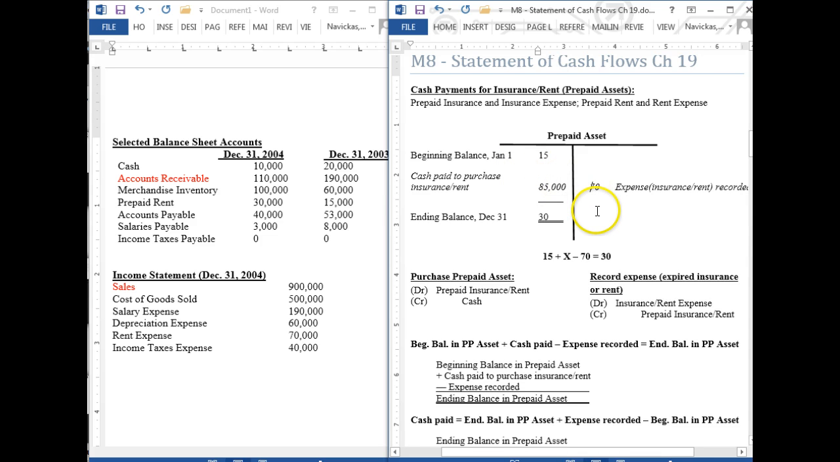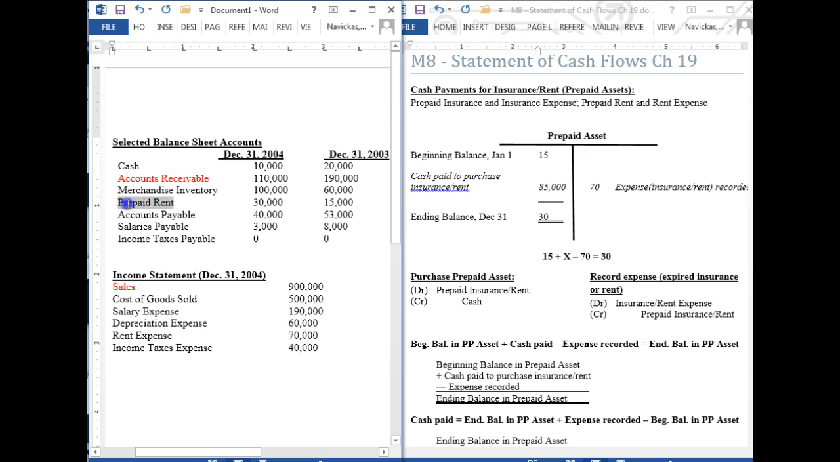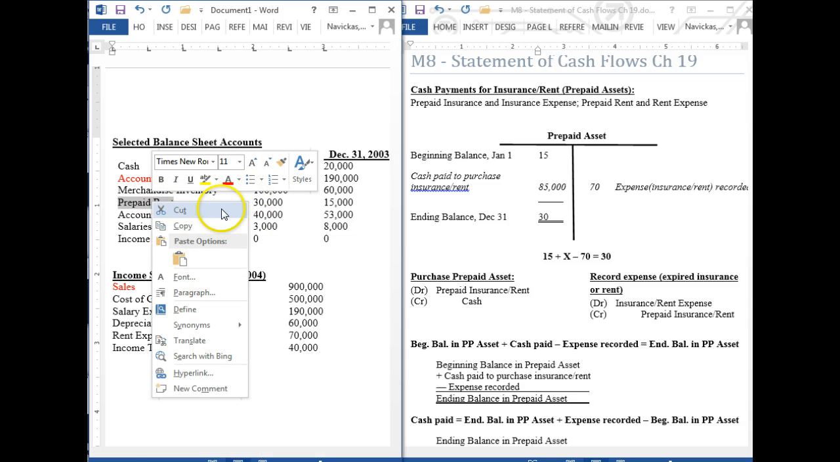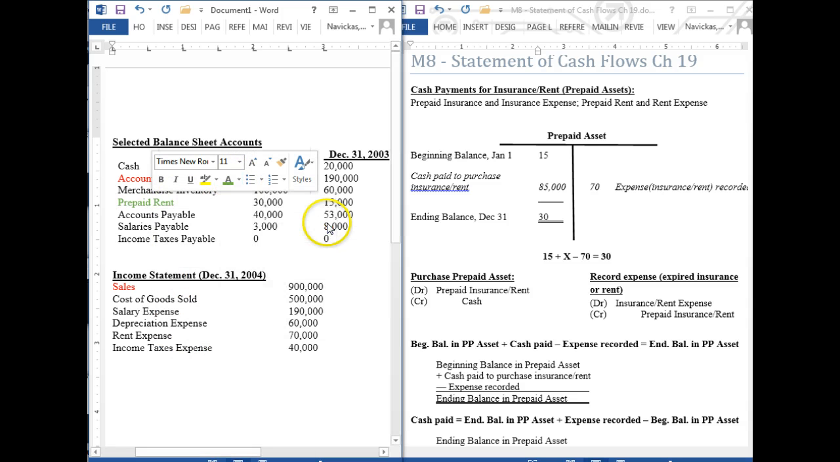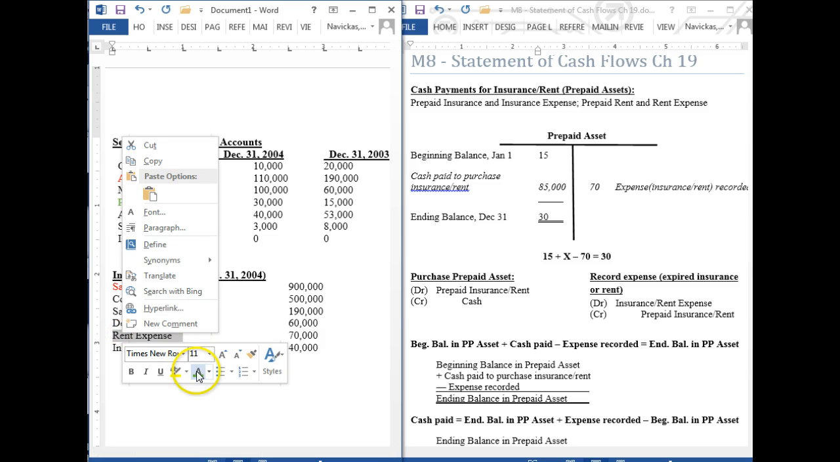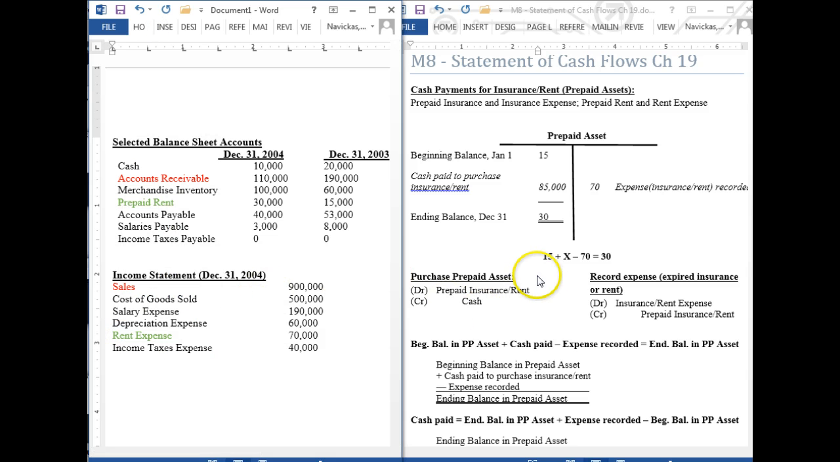Do you guys do this right now in your class? No? Okay, some people do, some people don't. All right, so remember that the prepaid rent and the rent expense articulate. Those are the two that are articulating with one another. Okay. All right, so now we move on.